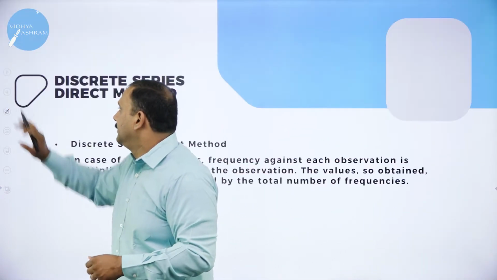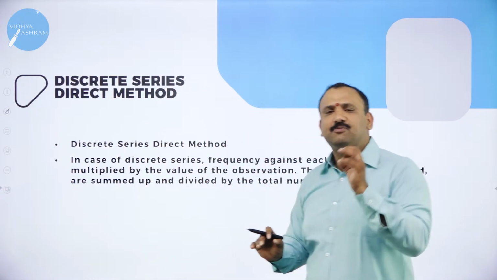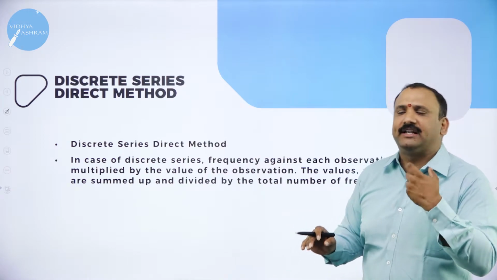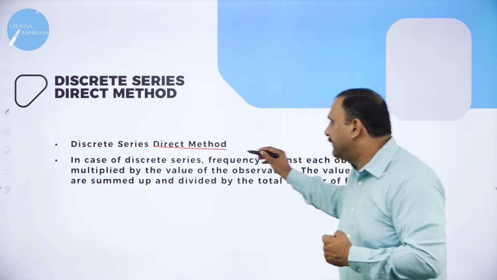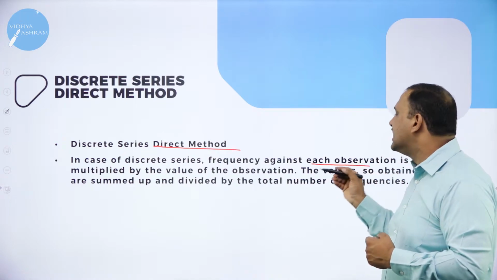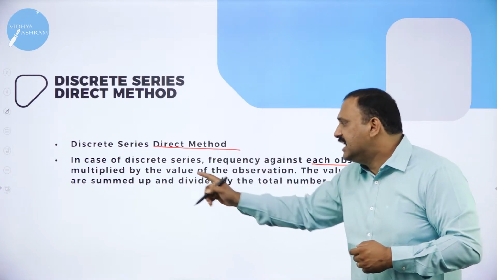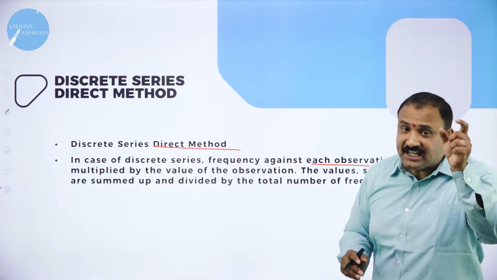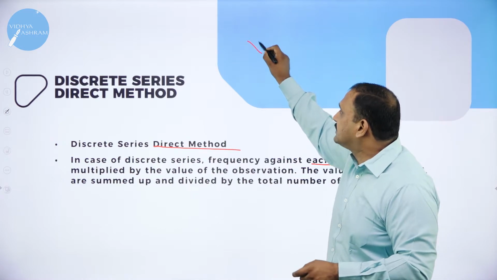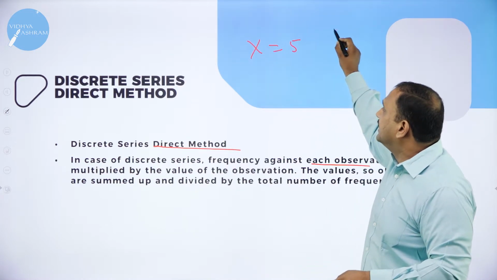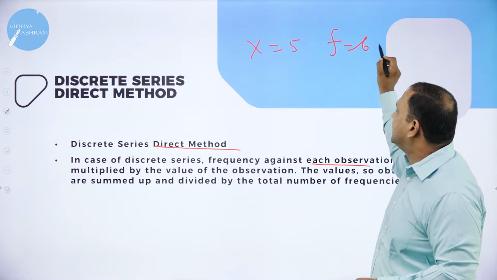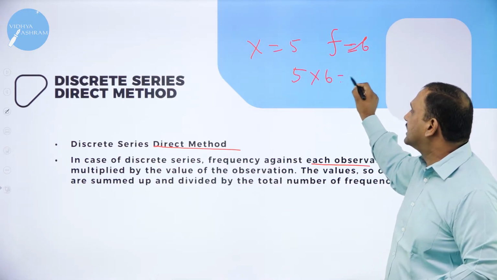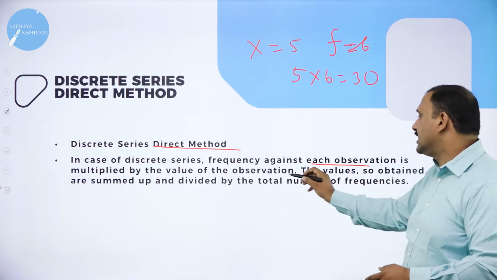Moving forward, we have the discrete series. The word discrete itself says that it is something that is quite natural, and it is a direct method in which the frequency against each of the observations is multiplied by the value of the observation. So for each observation, let's say that x value is equal to 5, the frequency for this is 6. So now what we are going to do is multiply it. 5 into 6 is equal to 30. So that's what we are going to do here.